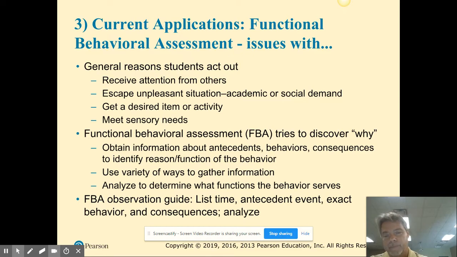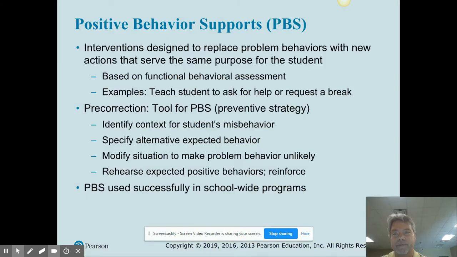You want to list time, the event, and actual behavior and consequences, and you want to be able to analyze that. So if you went with a scenario like this, I don't want you to necessarily do a student where you're going to observe them physically, but just seeing a scenario that you would go about. You're not going to do the observational guide. You don't want to do that one, but you want to think of a student with some tendencies and how you would redirect.